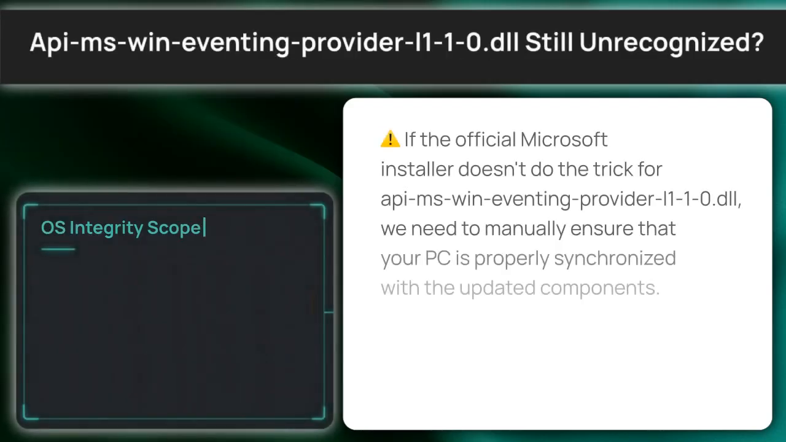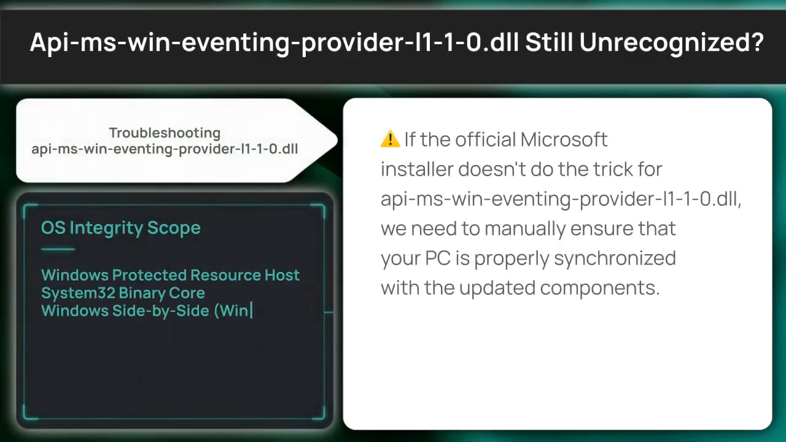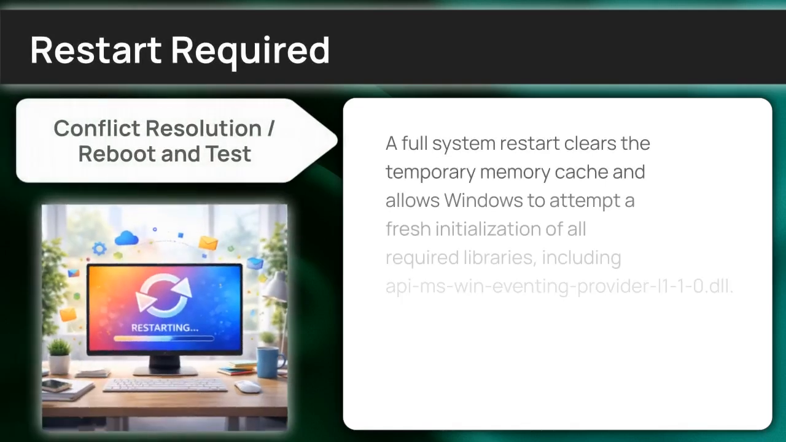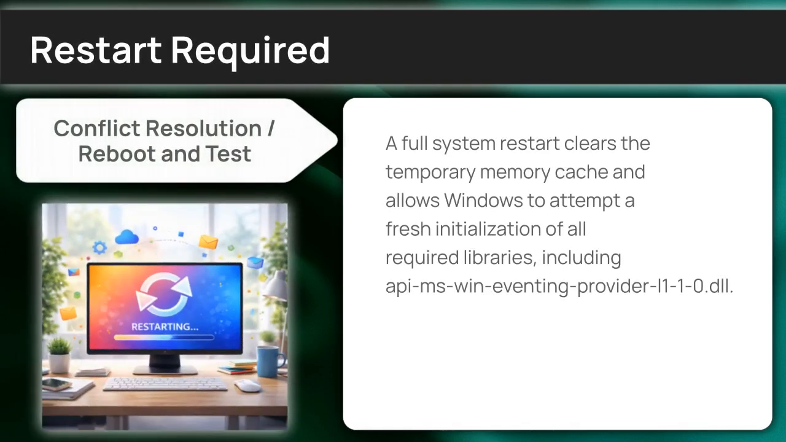If the installer was unable to bridge the gap, we will move to phase 2 of our diagnostic to refresh the system's memory. A full system restart clears the temporary memory cache and allows Windows to attempt a fresh initialization of all required libraries, including Win Eventing Provider Library.